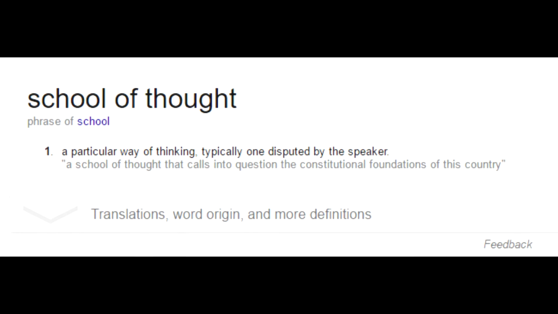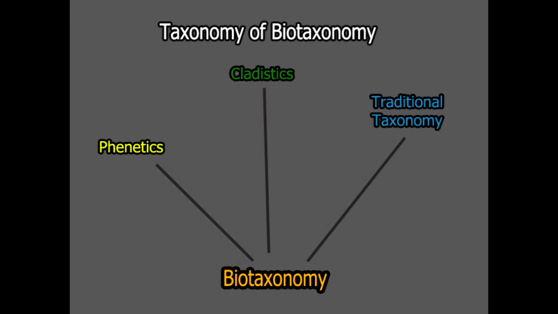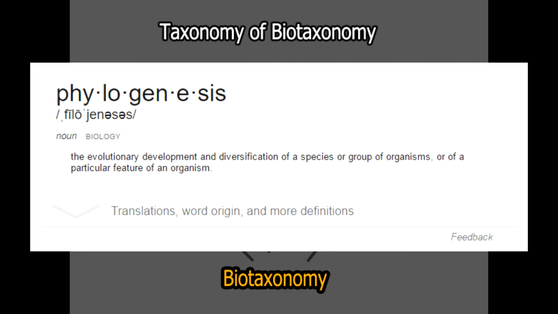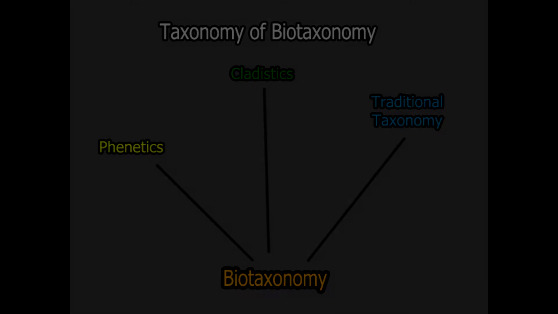Note that I referred to cladistics as a school of thought within taxonomy. There are predominantly three schools of thought in biological taxonomy, differentiated primarily by how important the ancestral history of a species, also known as its phylogeny, is for classification.